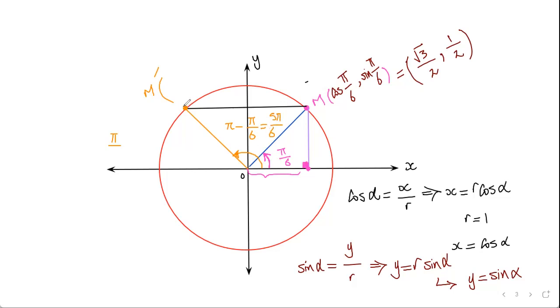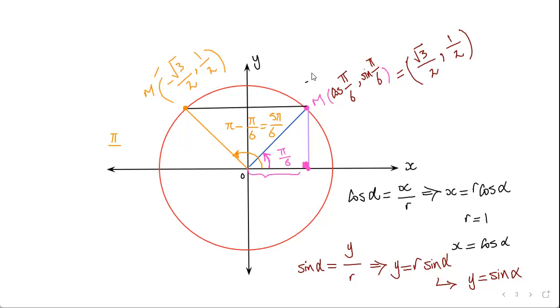This is the angle, which is the concept that we talked about. This is going to be the second point that has the same characteristic. Then the coordinates of M prime are how much? It's going to be minus square root of 3 over 2 and 1 over 2. You see, I didn't measure anything. I used the symmetry and I got the second point.